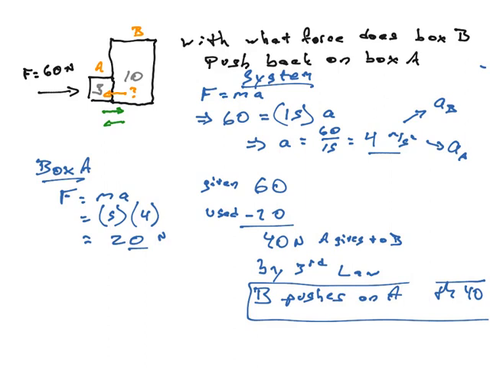Once I figure that out, I say, all right, what was he given? The total of 60. Subtract off what he used, which was 20, and I have 40 left over. If that's the leftover force, that means A pushes on B with this leftover force of 40. And then the final step is, by the third law, if A pushes on B with 40, B must push back with 40.